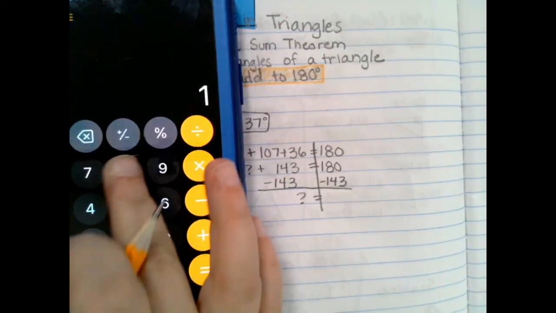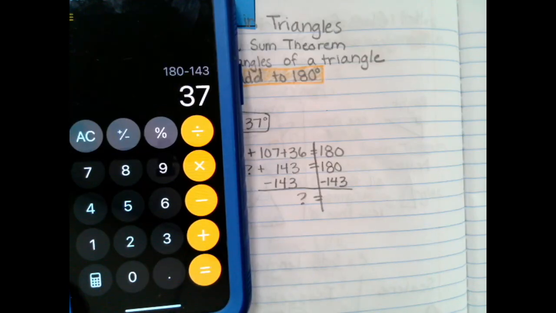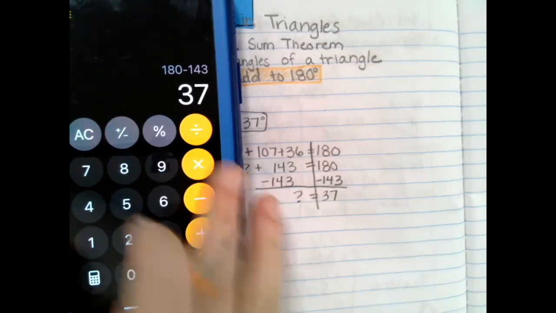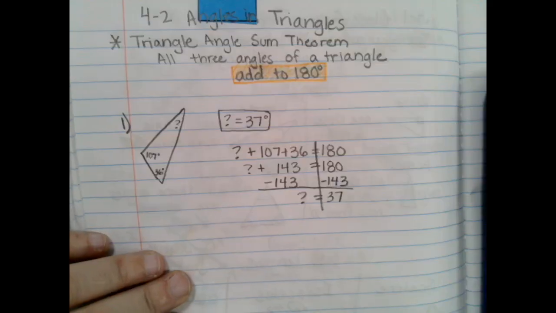Somebody's got their music really loud. If you're listening to music, can you turn that down, please? Thank you. 180 minus 143, we have 37. If you're sitting next to the person that was listening to it loud and they can't hear me say it's loud, tap them and say, hey, your music's loud.